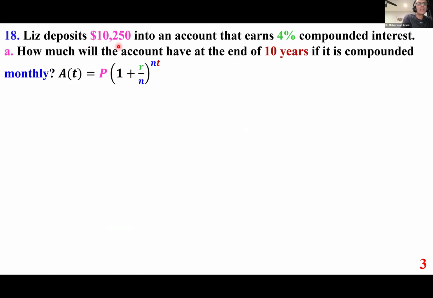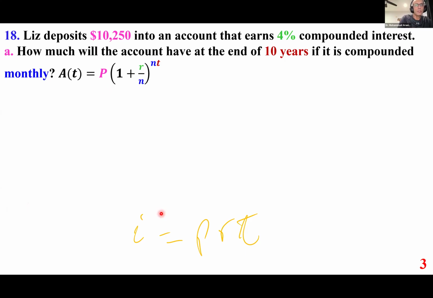Liz deposits $10,250 into an account that earns 4% compounded interest. How much will the account have at the end of 10 years if it is compounded monthly, where A of t has this formula? I'm going to remind you, this is the formula for compound interest. For simple interest, I equals PRT. P is the principal, R is the rate, T is the time. For compound interest, P times 1 plus R over N to the power of NT.